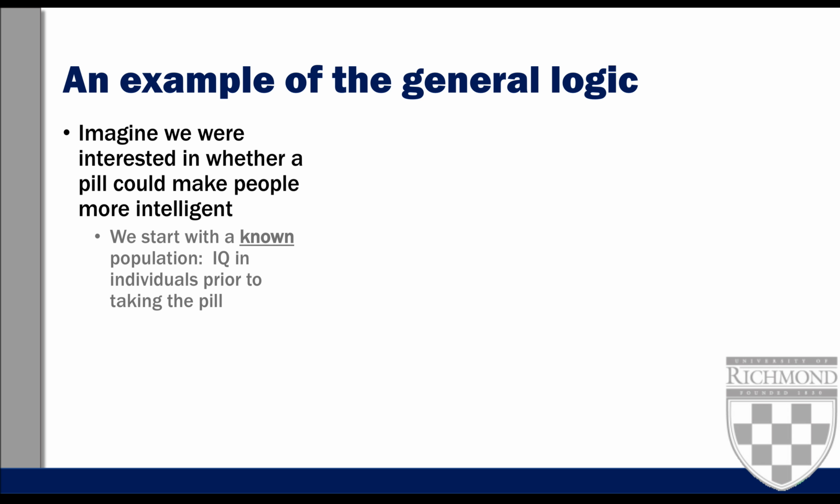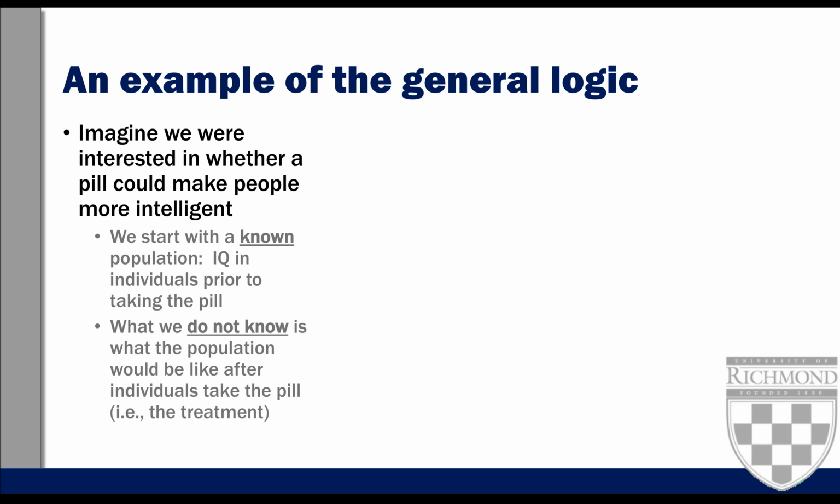And by known, what we mean is we kind of know the parameters of what the population will look like, because we know that the mean IQ in the American population is 100 with a standard deviation that's set to 15. So when we say the known population, we're talking about individuals prior to taking the pill. In other words, the normal American population.